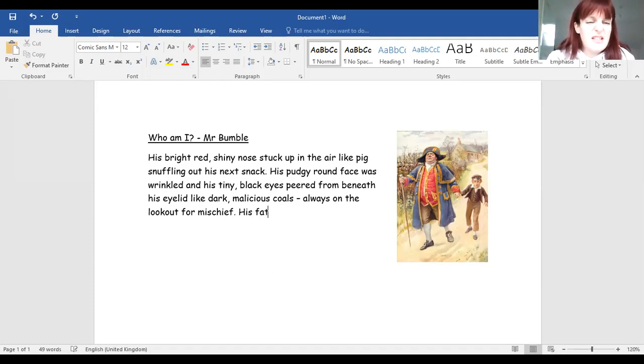His fat, wet mouth pouted cruelly as he drags the boy behind him.